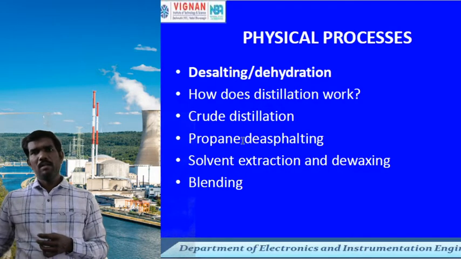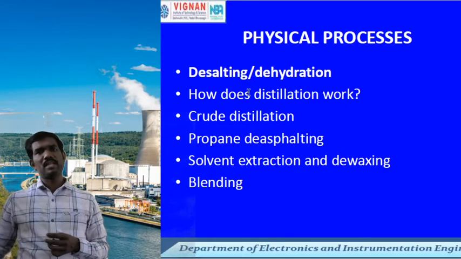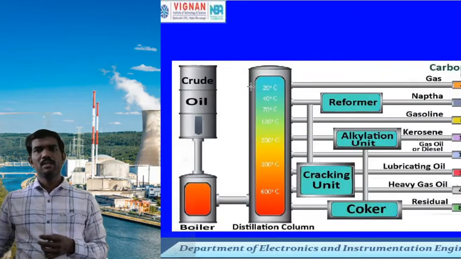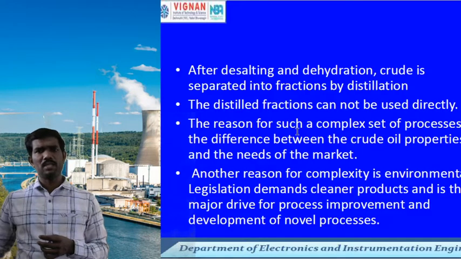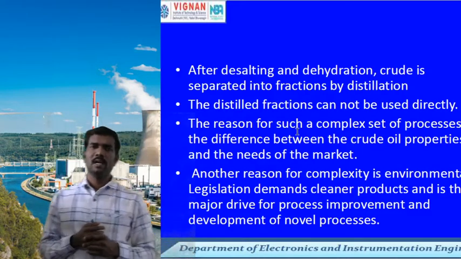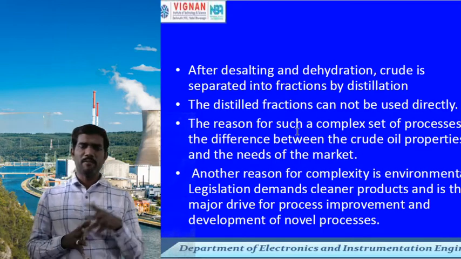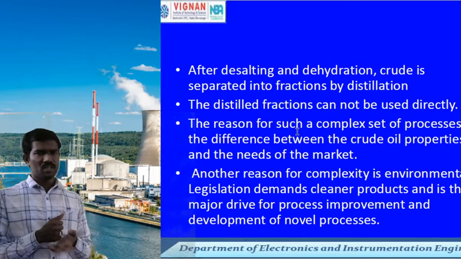Okay, but first we are going to discuss desalting and dehydration. This is the overview of crude oil refining. In crude oil refining, the first step to produce a petroleum product is desalting and dehydration. After desalting and dehydration, the crude is separated into fractions by distillation.